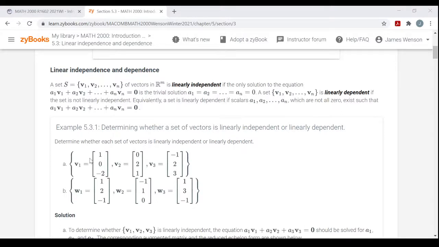Alright, so I'll do one of these first as an example, and I'm sure we'll get to others later too. So it says here in this example, determine whether each set of vectors is linearly independent or linearly dependent. So this part A, we're given the set of vectors: v1 is 1, 0, negative 2, v2 is 0, 2, 1, and v3 is negative 1, 2, 3. I'm going to write this out on a piece of paper, and we'll determine if this set of three vectors is independent or dependent.